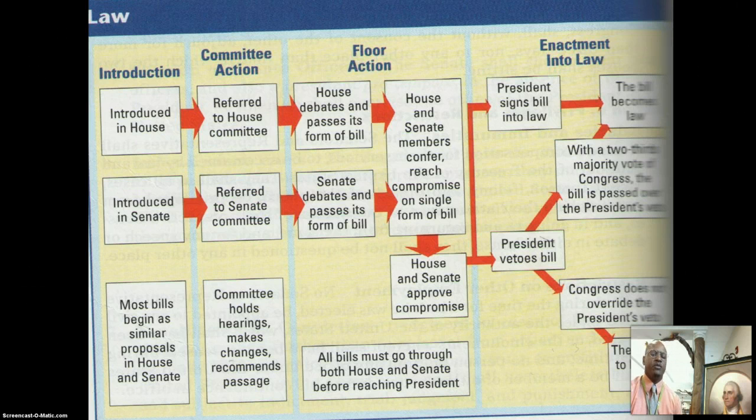If they finally come to an agreement, they send it to the president, who has two options. He can sign it and pass it into law, or he can veto it if he doesn't like something about it, or send it back to Congress and tell them to change a few things. If they agree to do that, then it becomes law. If they don't, then Congress can go through a process in which they can override a presidential veto. Very difficult, but possible, and it has been done.